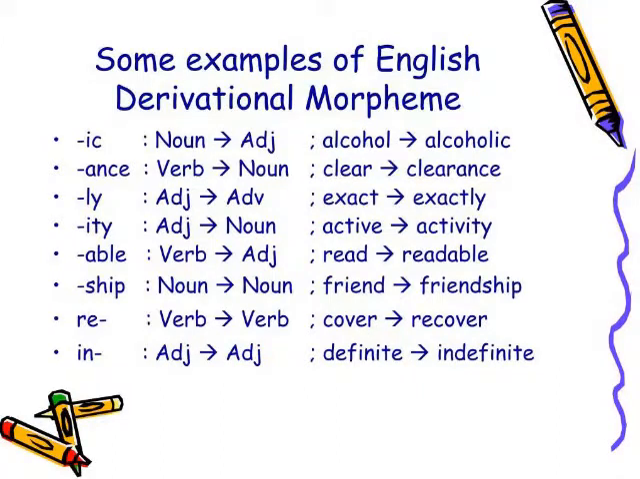Let us have a look at some derivational morphemes at a glance now. -ic makes a noun become an adjective by adding a derivational morpheme, like alcohol becomes alcoholic, clear becomes clearance, exact becomes exactly, active becomes activity, read becomes readable, friend becomes friendship, cover becomes recover, definite becomes indefinite. So these are examples of derivational morphemes which can change the grammatical category of a word. When alcohol becomes alcoholic by adding -ic, the root word noun becomes an adjective. So it directly changes the part of speech of a word. It's very important.